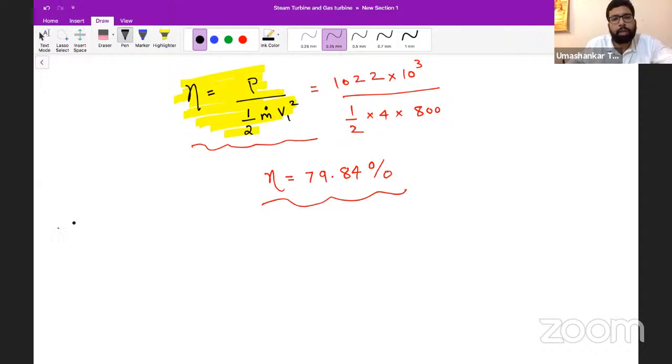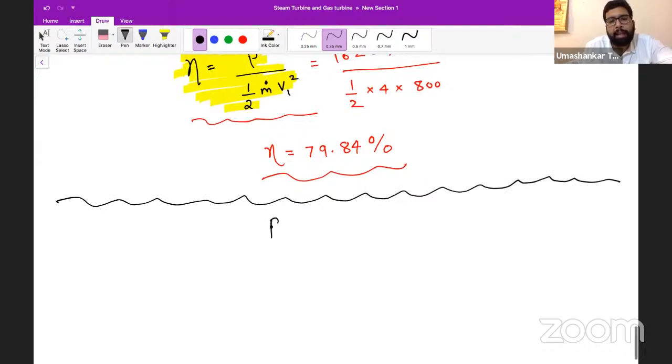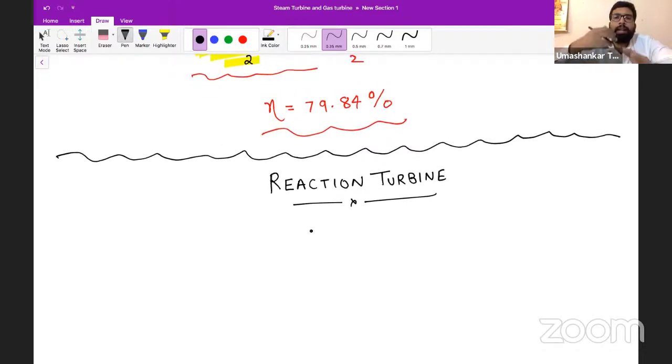So now let's quickly complete the reaction turbine. Just go with this reaction turbine. And here, as you have understood mostly all the concepts, we will not go very deep into this, but we will see only what is required, because the velocity triangle and all is the same as you see in fluid machinery also.